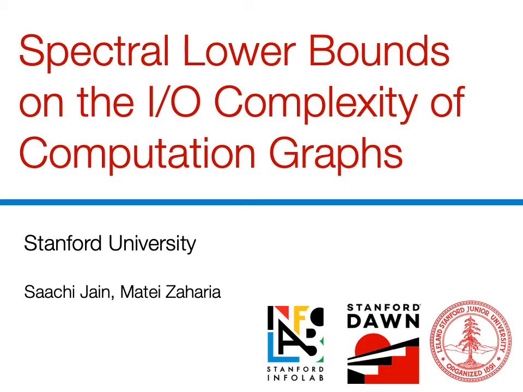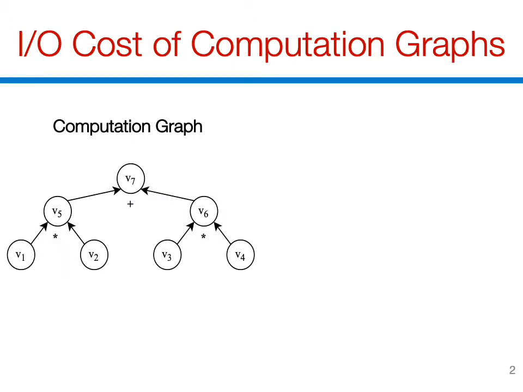Hi, my name is Saachi Jain, and I'm going to talk about our work on deriving spectral lower bounds on the I/O complexity of arbitrary computation graphs. Many important applications are bottlenecked not by processing speed, but by I/O, the speed to transfer data between hierarchies of memory. There's thus considerable interest in designing I/O efficient algorithms and in understanding I/O lower bounds.